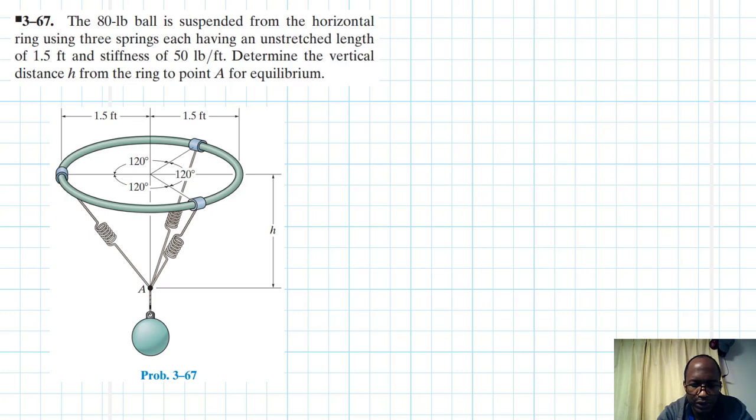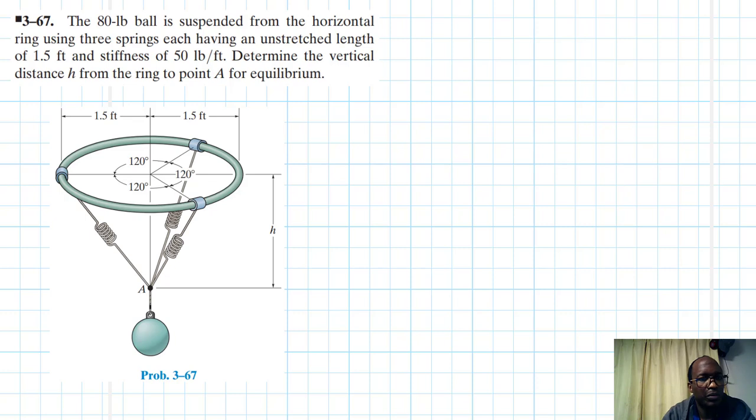The problem reads: the 80 pound ball is suspended from the horizontal ring using 3 springs, each having an unstretched length of 1.5 feet and stiffness of 50 pounds per foot. Determine the vertical distance h from the ring to the point A for equilibrium.